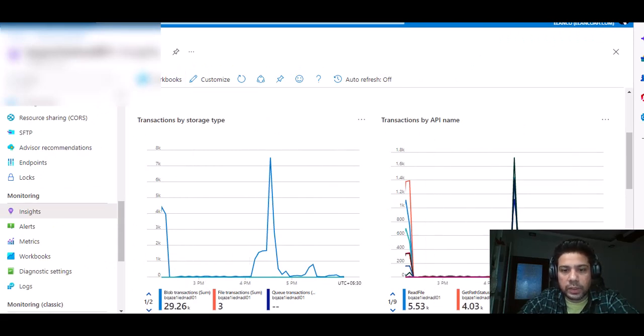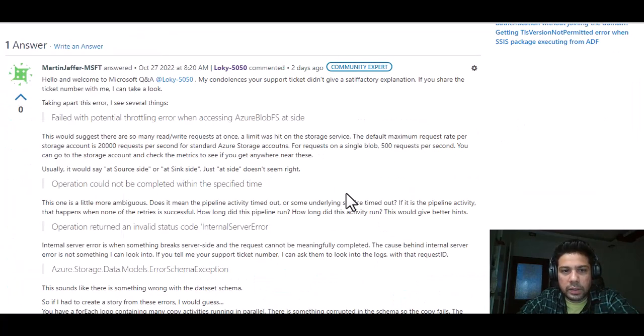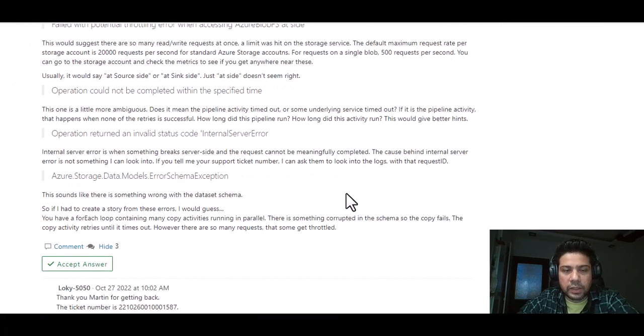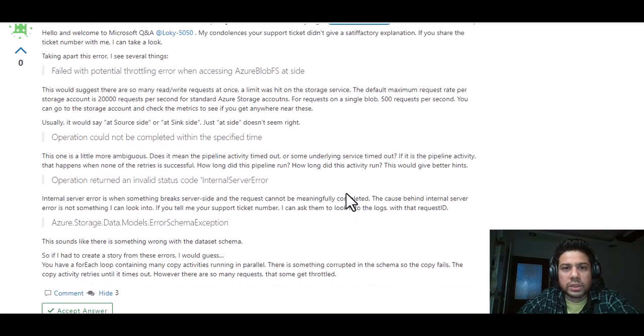So that is one thing. And the other thing is that I told you a while back that we had raised a ticket with Microsoft as well. Initially they told us that we had to look at the architecture of the ETL flow that we had built. But we tried to convince them that the architecture looks fine. Otherwise, why would one environment work better than the other one?